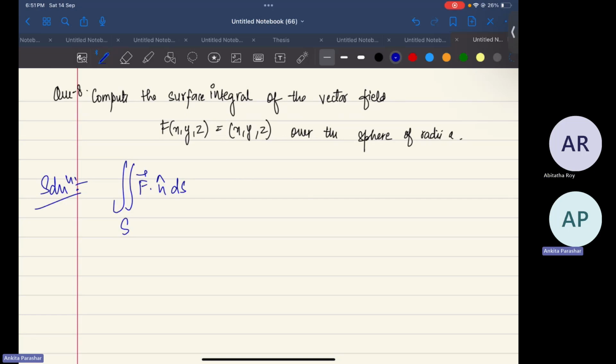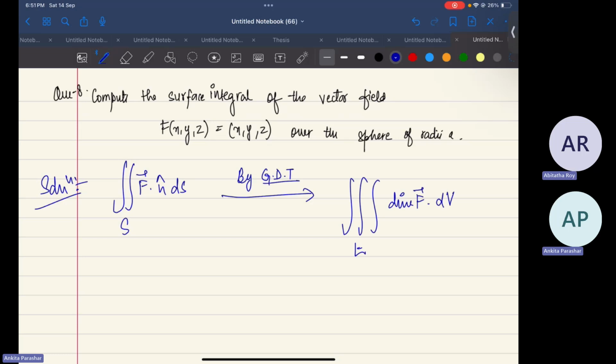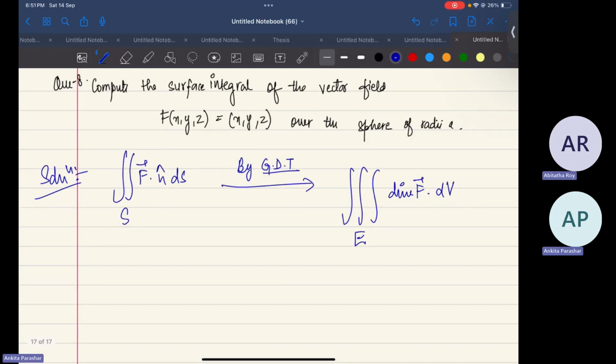Divergence. Yes, so I will use the Gauss divergence theorem. It will be the integral of the divergence of f times dV over the region E. E is nothing but the region bounded by the sphere of radius a. What is the divergence of f? The answer is 3.